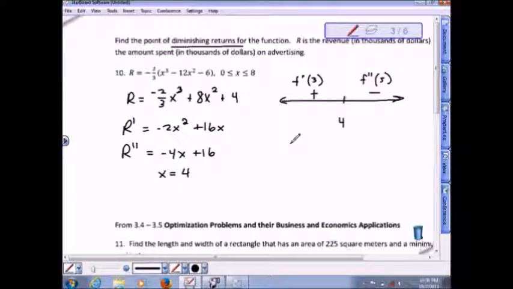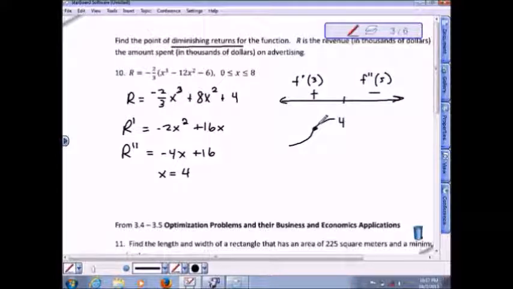This is a point of inflection. The graph is switching from a concave up. No, it's a concave down. Sorry, concave up type of a graph. And then when it reaches x equals 4, it starts to change to a concave down. So right there in the middle, that's the point of diminishing returns.